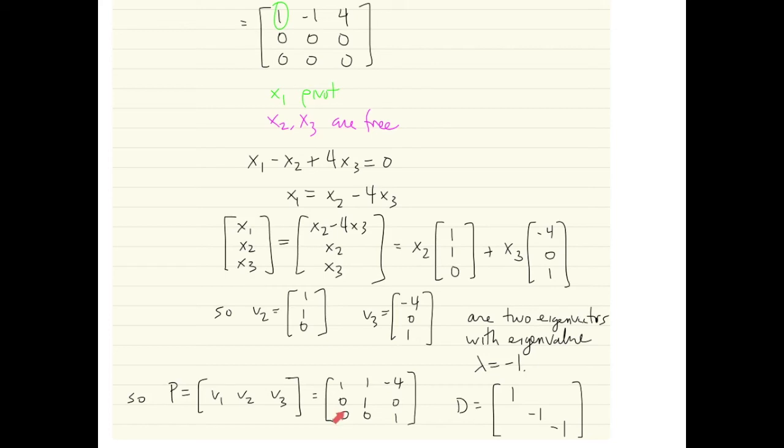Because the eigenvector associated with 1 I happen to list first, that's what I should put first along the diagonal. Then the second and third vectors were the eigenvectors associated to -1, and so that's what I have here. As long as you're consistent, any order is fine. So this is what the matrix P has to be, and this is what the diagonal matrix D is going to be. And that's our answer for P.